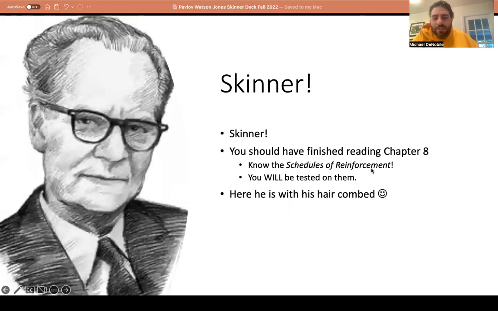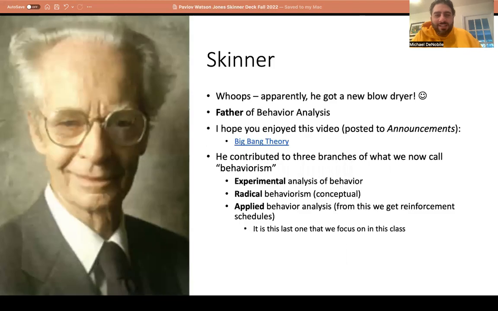All right, which brings us to Skinner. You should know the schedules of reinforcement. You will be tested on the schedules of reinforcement. This is him with his hair combed, and then this is him with his hair not combed. There we go. And he is known as the father of behavioral analysis.